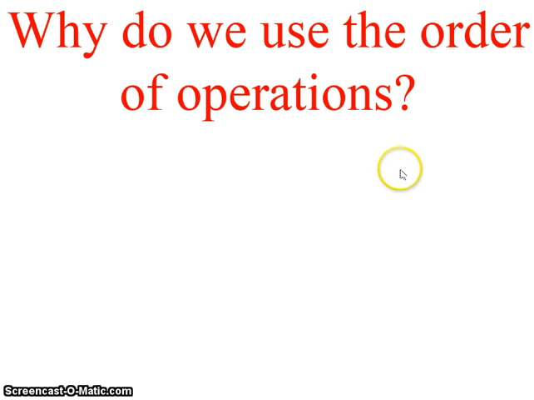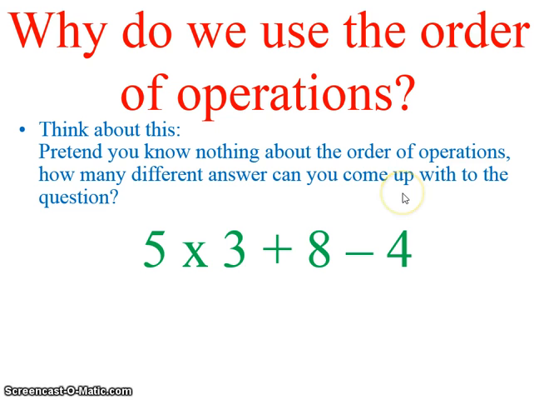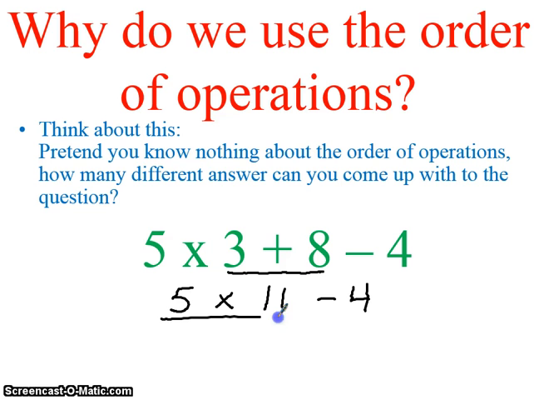So why do we need the order of operations? Think about this. Pretend you know nothing about the order of operations. How many different answers can you come up with to one question? Here's one question, for instance. Say you didn't know you had to do the order of operations. So you did 3 plus 8, well that's 11, so we have 5 times 11 minus 4. Well, 5 times 11 is 55 minus 4, so we could get 51.